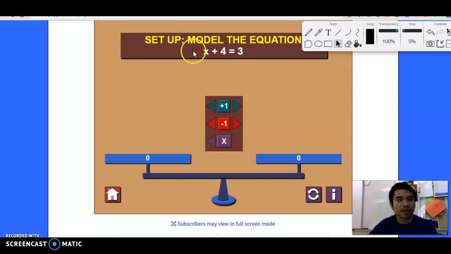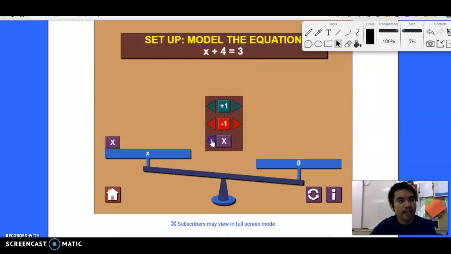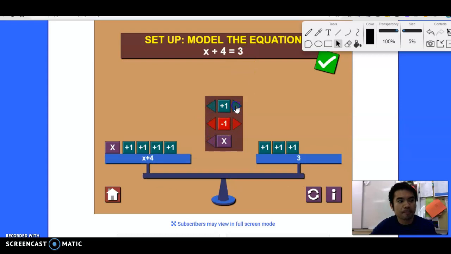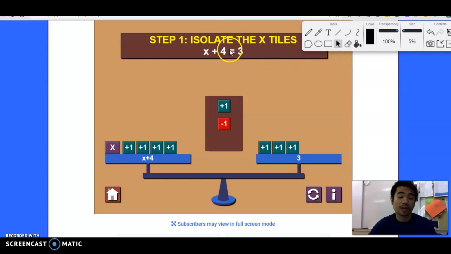Okay, how about this one? X plus 4 equals 3. So, left side equals the right side. Now we're balanced. Now you have to ask yourself, how do I get rid of positive 4? Well, you do the opposite. The opposite of positive is negative. So, negative 4 on both sides. This one goes away. X equals negative 1.